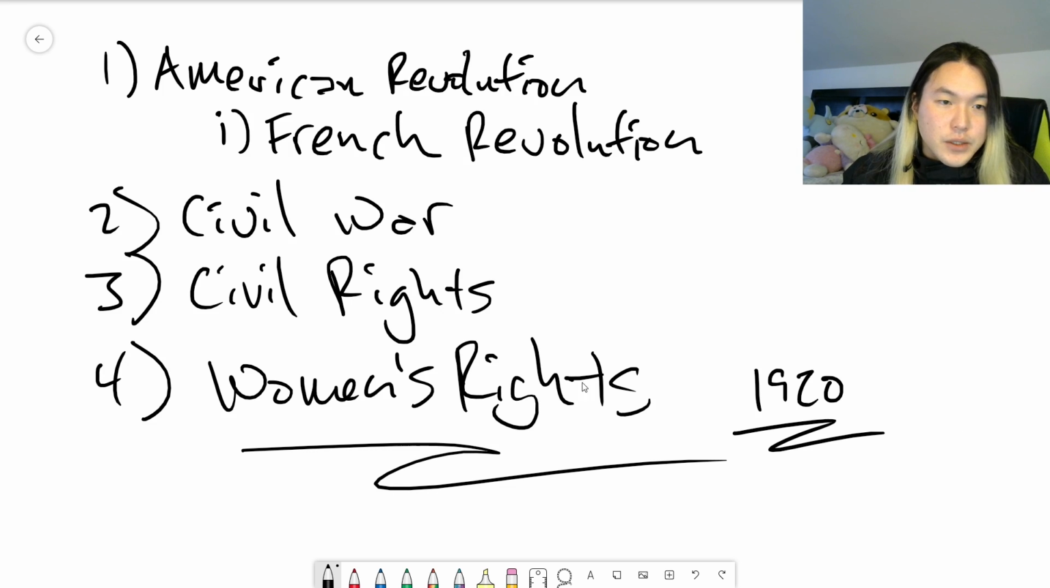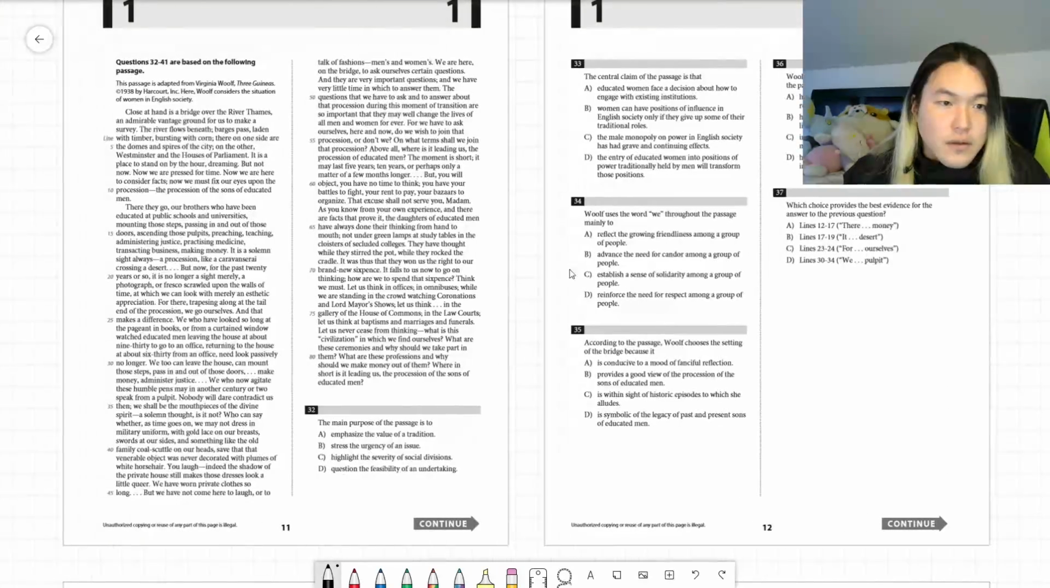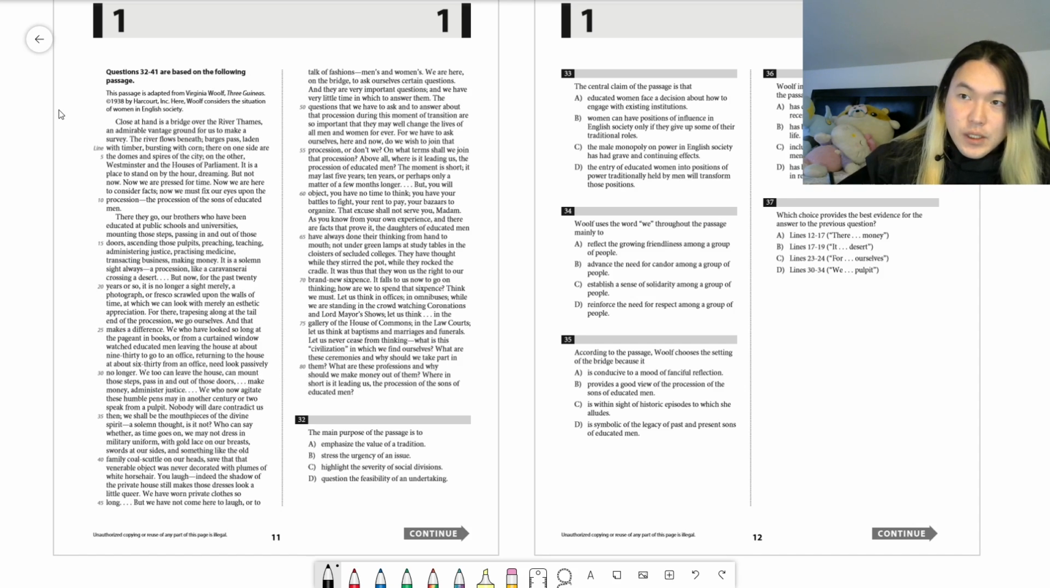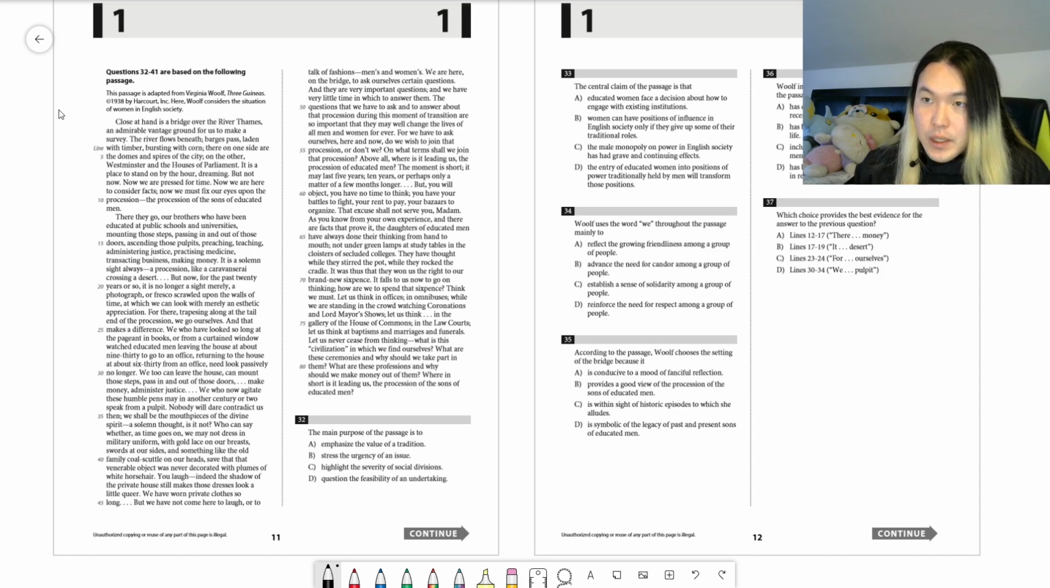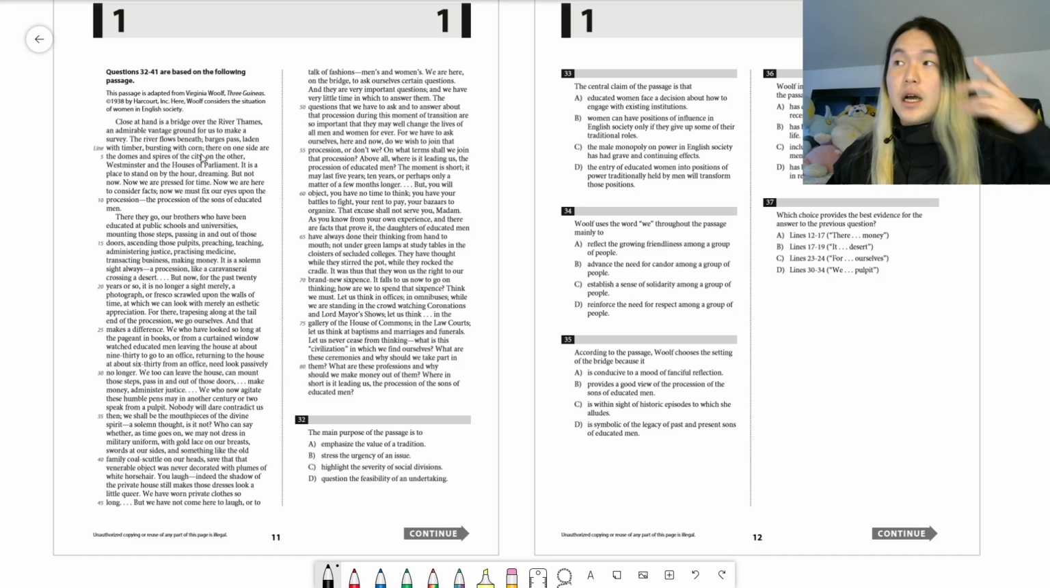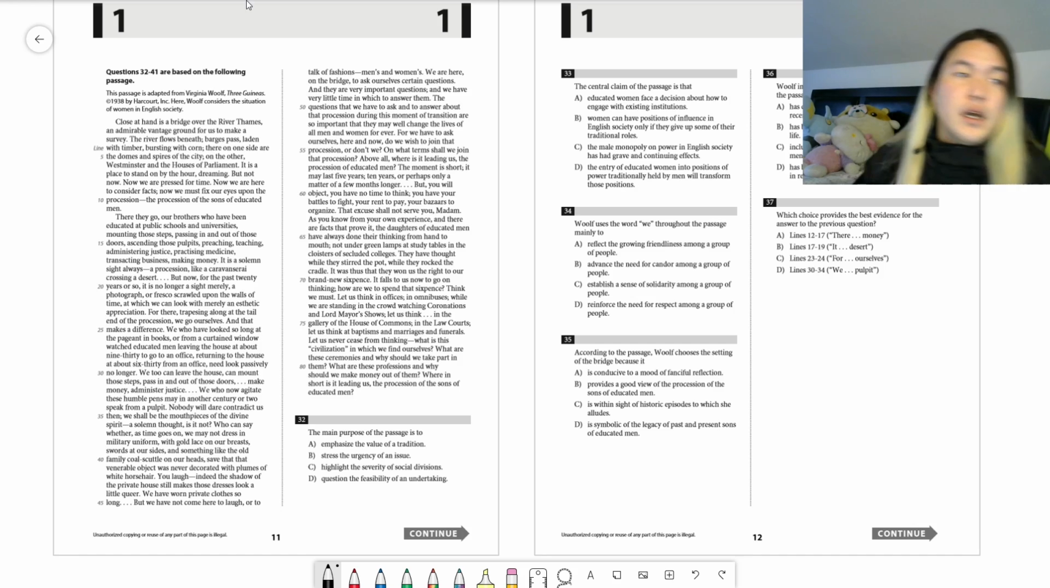Let's go ahead and jump into it. All right. So here we have a passage. This passage is adapted from Virginia Woolf, Three Guineas, 1938. Yeah, so it's 1938 now. So this is after women have the right to vote. So this is going to be about women in the workforce, and they tell you in the excerpt here actually. Woolf considers the situation of women in English society. English society? What position in English society? So the situation. What situation? Their ability to join the workforce.